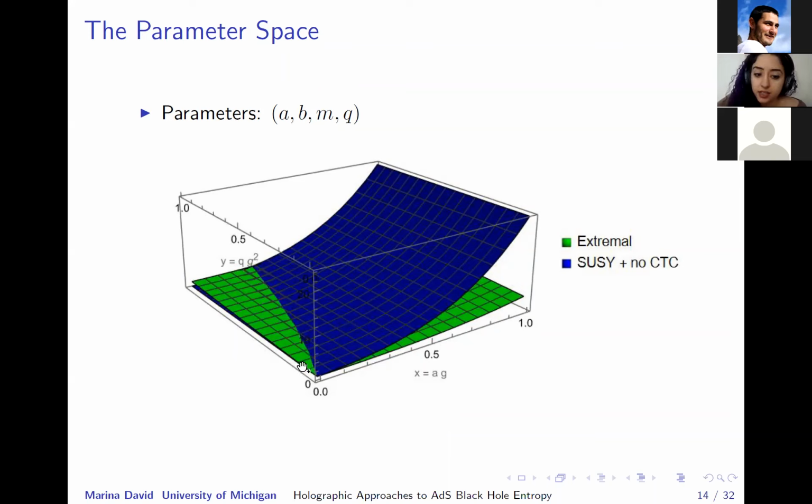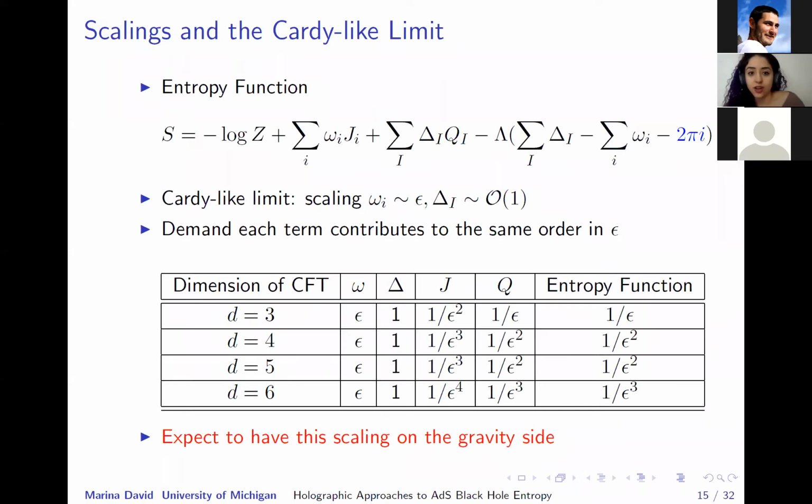And this line here is what I call the BPS solutions. These are the solutions that we are seeking with the Cardy-like limit. So these are the solutions we will be studying along with the Cardy-like limit. Okay, so back to the Cardy-like limit.